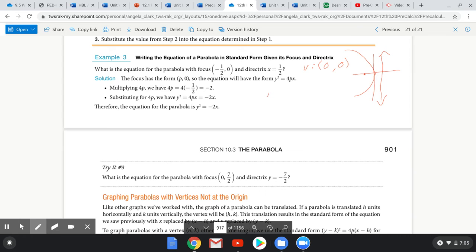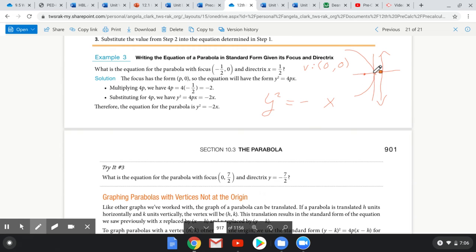So I'm going to have y squared. It's opening right and left, so I'm going to have y squared equals negative something, right? Because it's opening to the left, negative something times x. So all I have left to do is figure out what that something is. And that something is always going to be 4p. So if I know what p is, I can figure out what this something is.